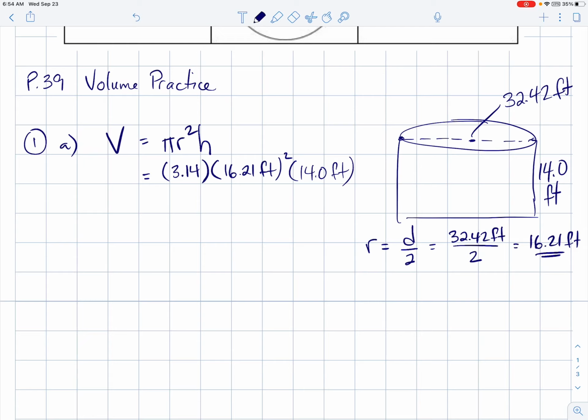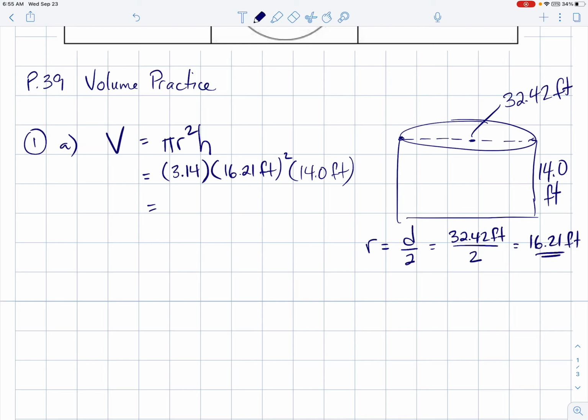All right, so notice my work. Someone could clearly understand what I'm doing. They can see the formula. They can see the numbers put in. They see where I got the radius from because it wasn't in the picture. And now I'm going to pick up my calculator, and I'm just going to evaluate this. So 3.14 times 16.21. Now if you have a squared button on your calculator, you can press the squared button. If you don't, then just multiply by 16.21 again. So I'll press my squared button and then multiply by 14.